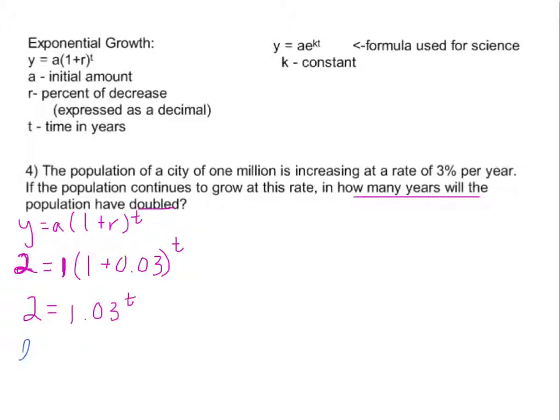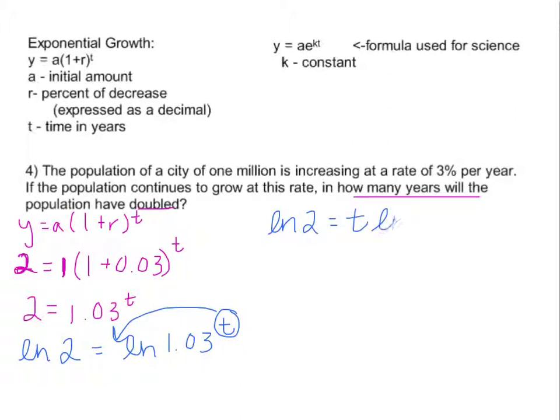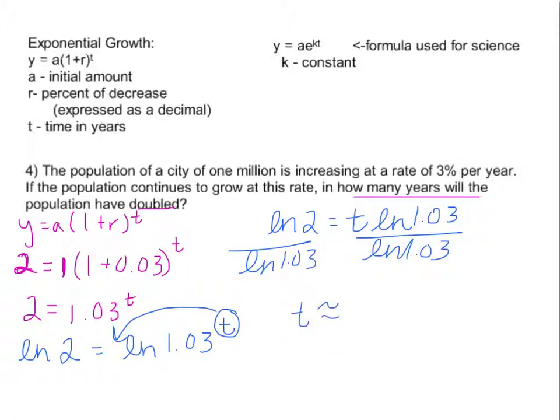We can now take the natural log of both sides, so the natural log of 2 is equal to the natural log of 1.03 to the t. Using the properties, the t can be multiplied out in front, so the natural log of 2 is equal to t times the natural log of 1.03. And we can divide both sides by the natural log of 1.03 to get our time alone. And time then gives us about 23.5 years.